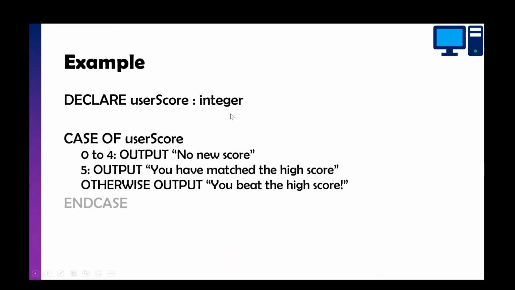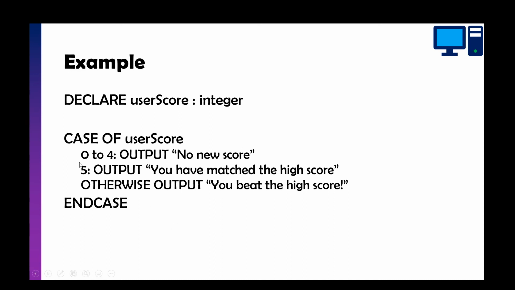So we've got a score, maybe in a game. Now, in the case of you getting a score of 0, 1, 2, 3 or 4, it will output no new score. If you get 5, it'll say you've matched the high score. If you get anything else, if you get 6, 7, 8, 9, 10, a million, it'll say you beat the high score.